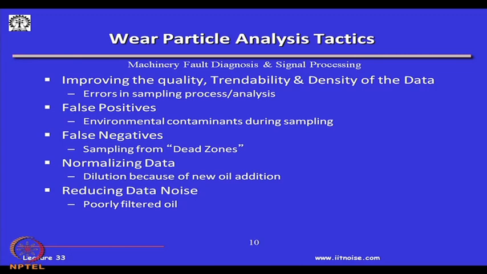One is you are collecting the samples in an environment where the environment itself has a lot of suspended dirt particles, particularly the case of a coal mine, where there is a lot of coal dust. And these dirts could be of size of more than 5 microns. We should not be collecting samples during environmental contaminants during sampling.